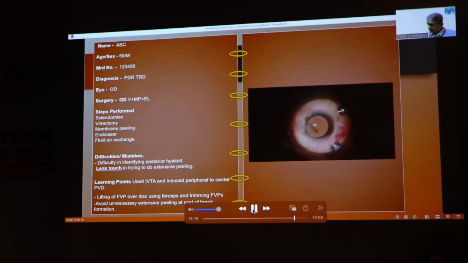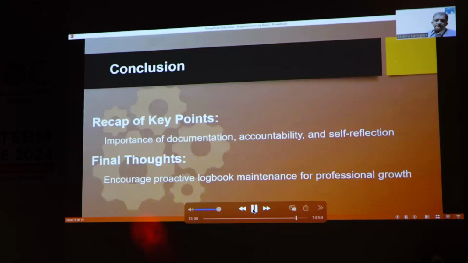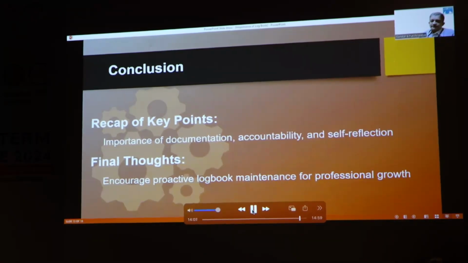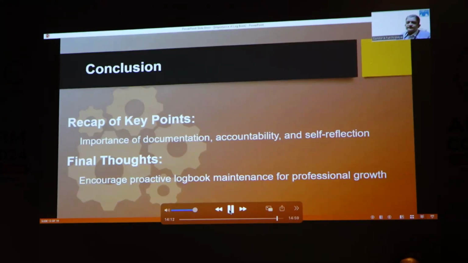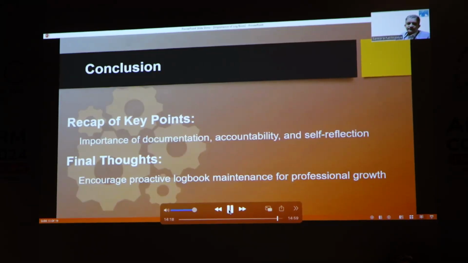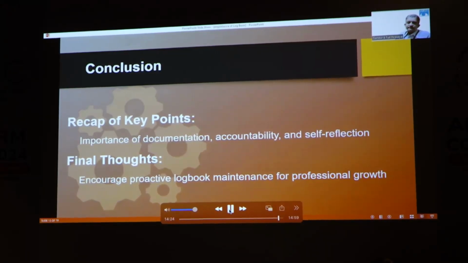So these are the kind of learnings which can be stored very elegantly, and you can go back and revisit them, so that it helps you in improving your skill sets. So in conclusion, as I said, maintaining a logbook, and reviewing it every year or every few years, shows how you have achieved better results both for the patients as well as for your own clinical development. And it's a very important part of the professional growth of an individual.